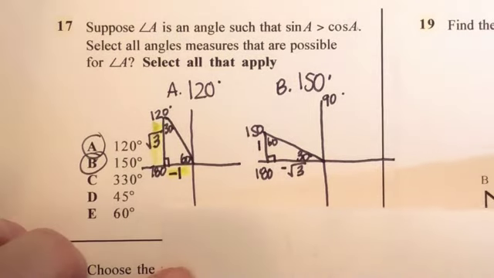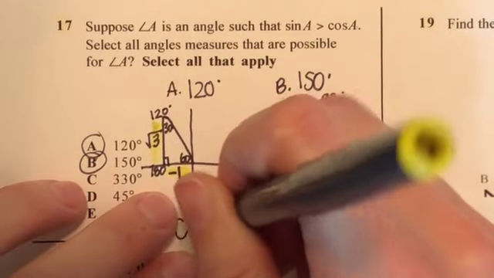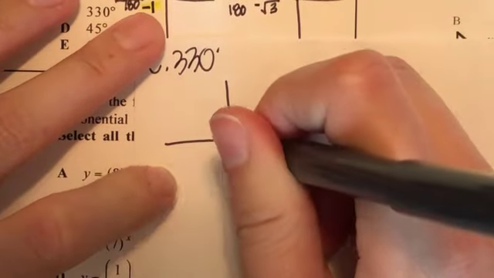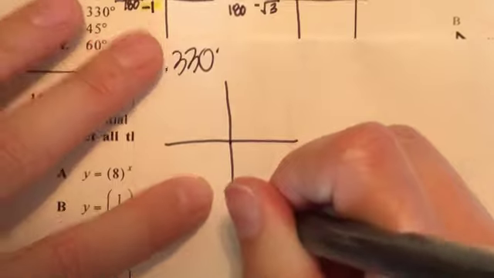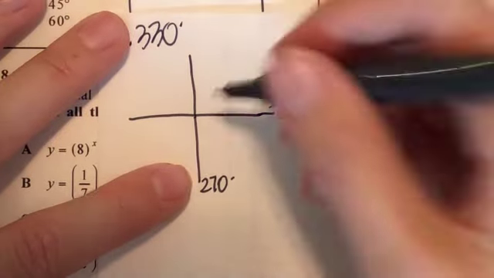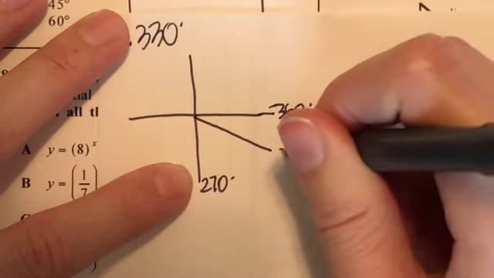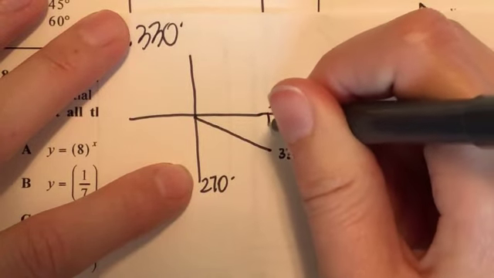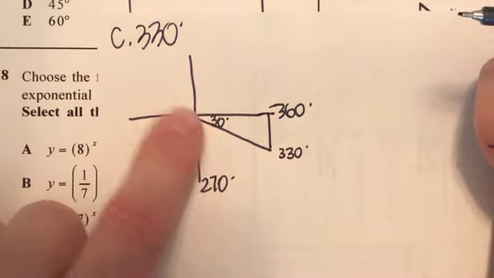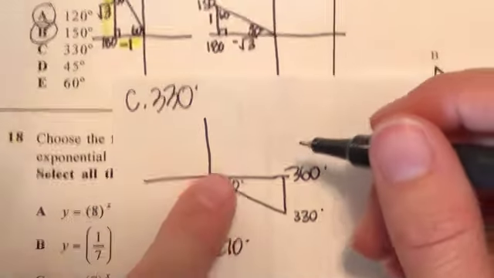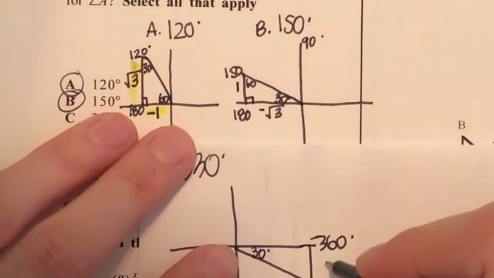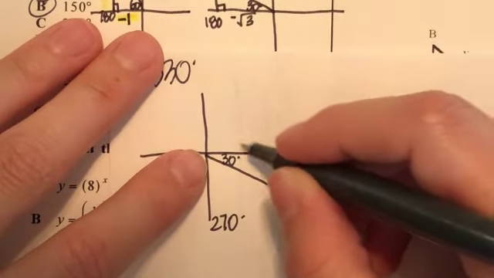So let's look at 330 degrees. If you were to plot 330 degrees, if this is 270 and 360, then 330 is right here, and that is going to be my 30-degree reference angle. So in the fourth quadrant, we can compare sine and cosine. The sine is always going to be over here, and then cosine will be here.